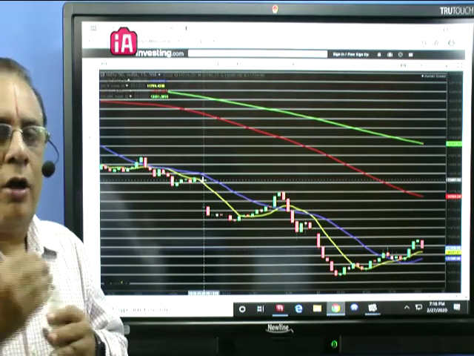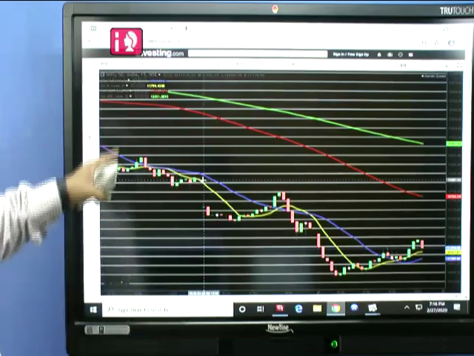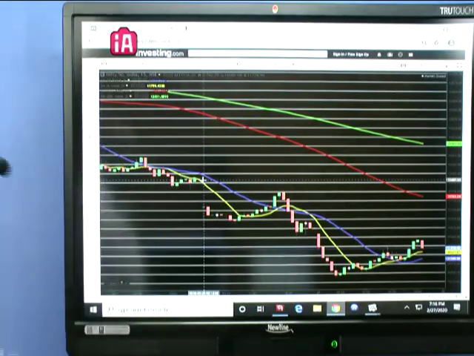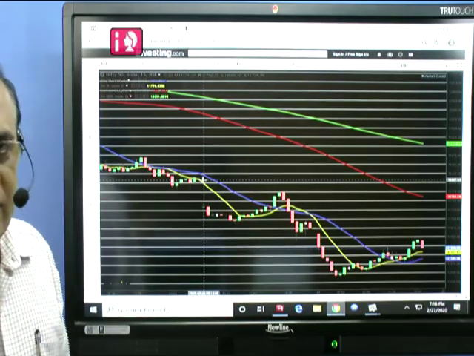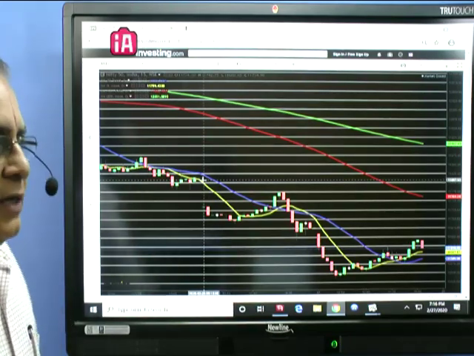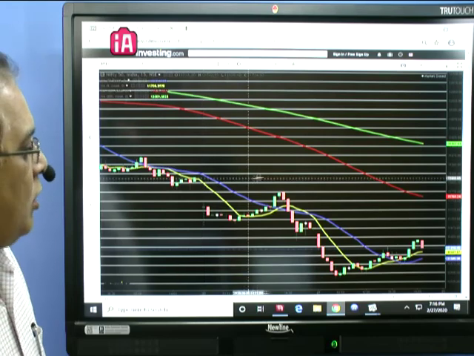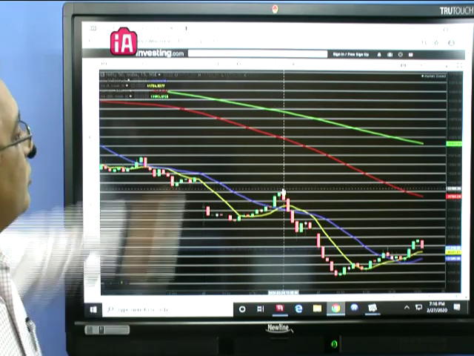Now, to short, the open was something like 11,734 or so. So you can just keep some 40-50 rupees up and then short. So at 11,780 or so you can go for a short. And let's say it came up to only 11,782.